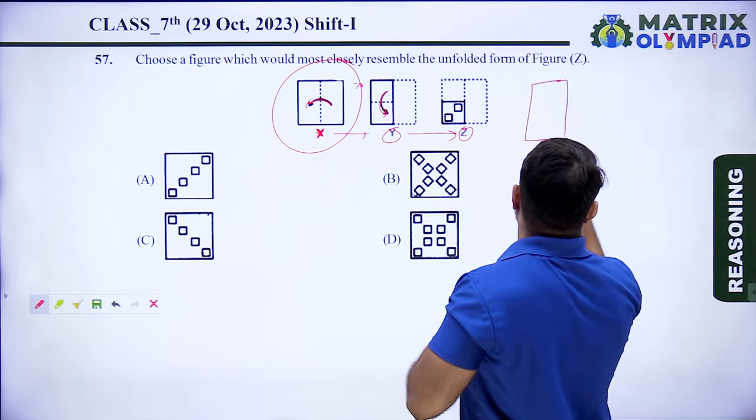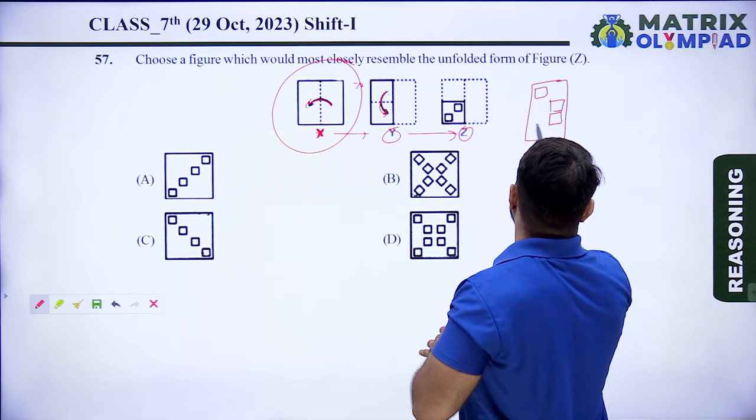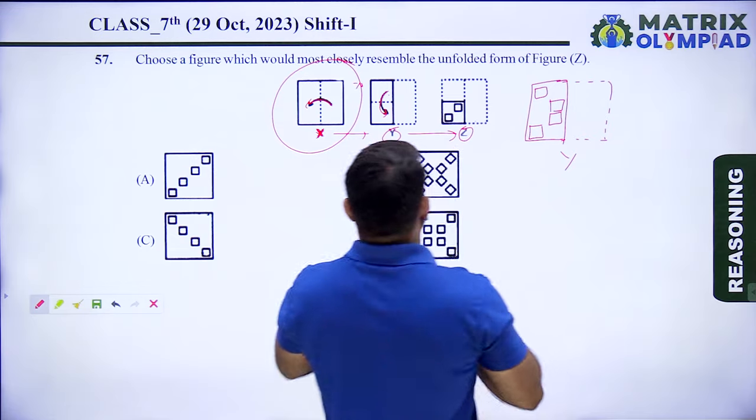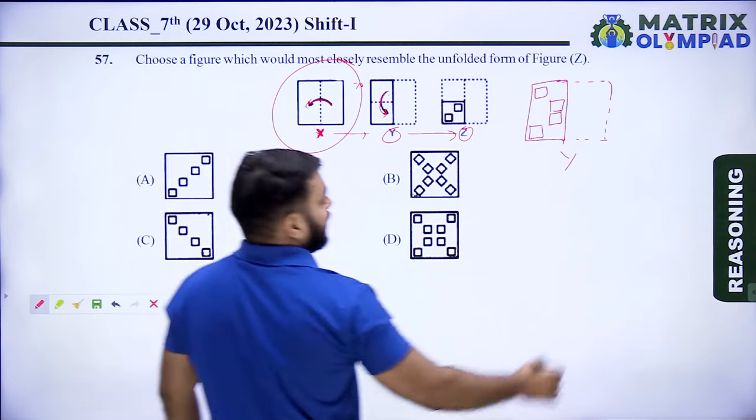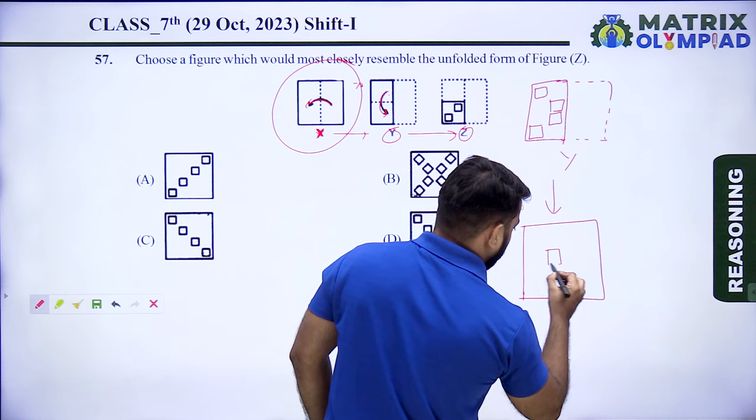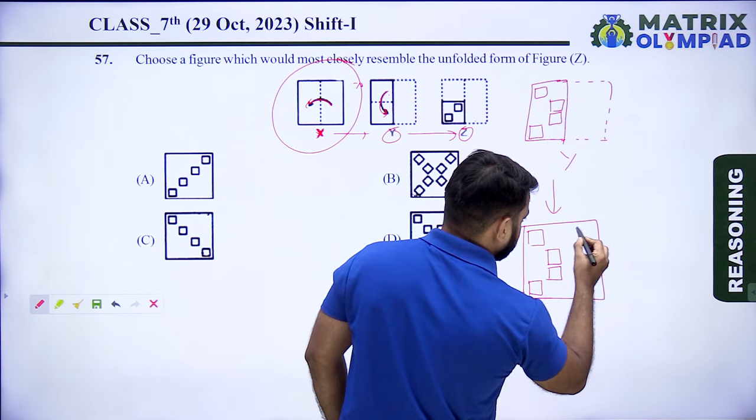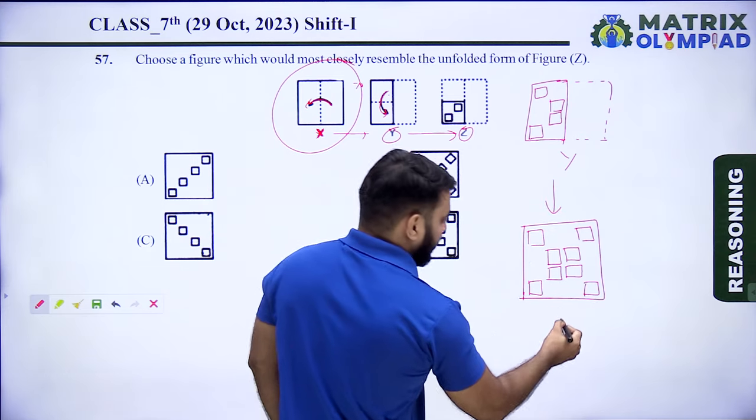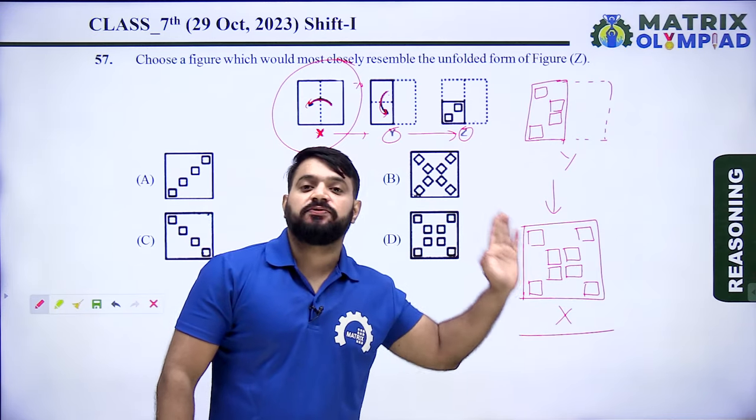When we unfold the Z, it looks as follows, and it represents Y. Now unfold the Y, and it represents X. Unfolding the Y, it looks as follows, and it represents X. And X is the figure of unfolded paper.